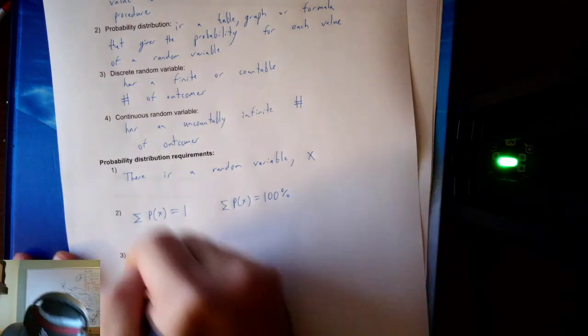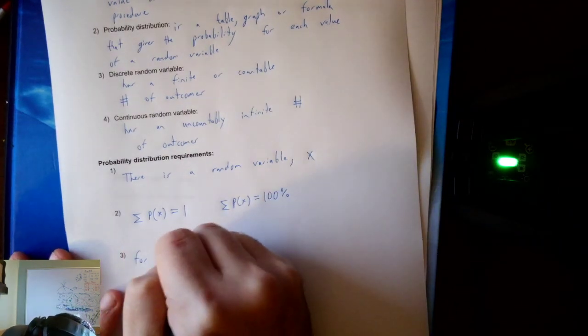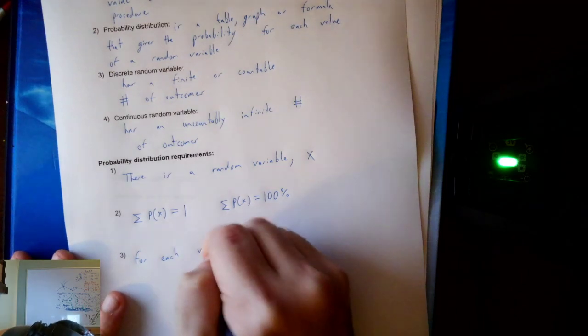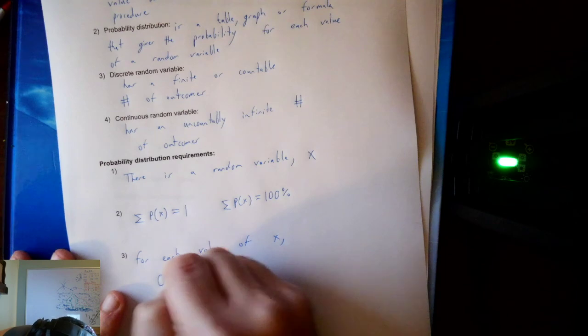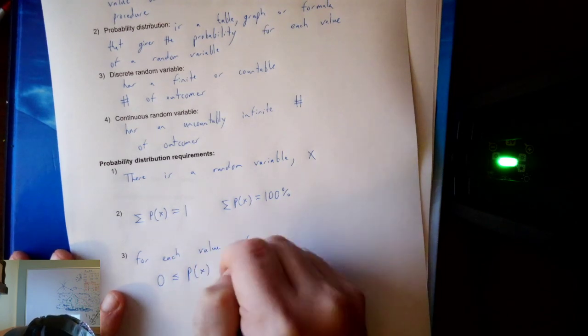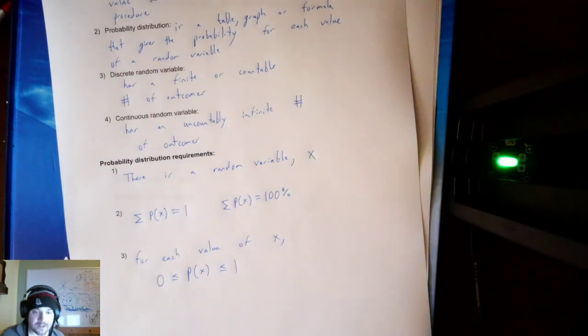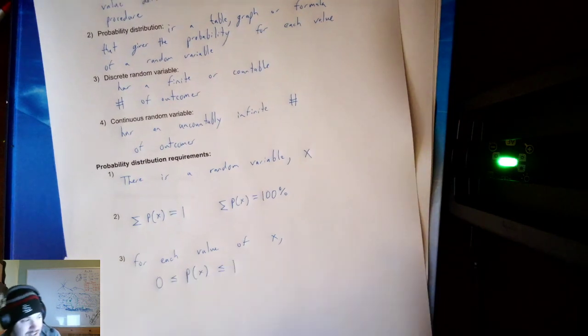And then lastly, for each value of x, 0 has to be less than or equal to P(x), has to be less than or equal to 1. Each individual probability has to be between 0 and 1. They all have to be probabilities.